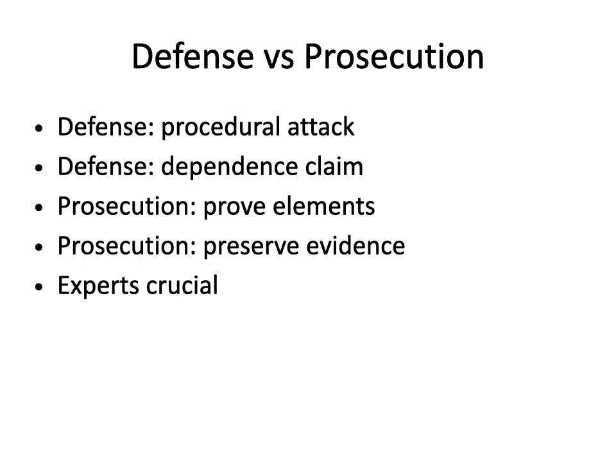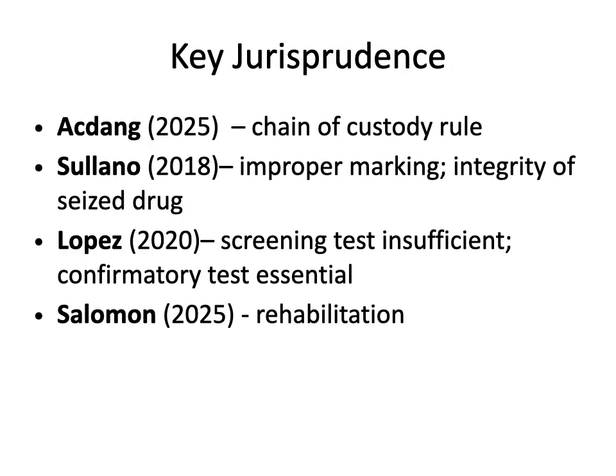The defense focuses on lack of confirmatory test, broken chain of custody, lack of intent, and proof of dependence, which is the rehab angle. While the prosecution must prove possession or use, maintain chain of custody, present valid lab results, and counter defense claims. Both sides rely heavily on expert witnesses like doctors and toxicologists.